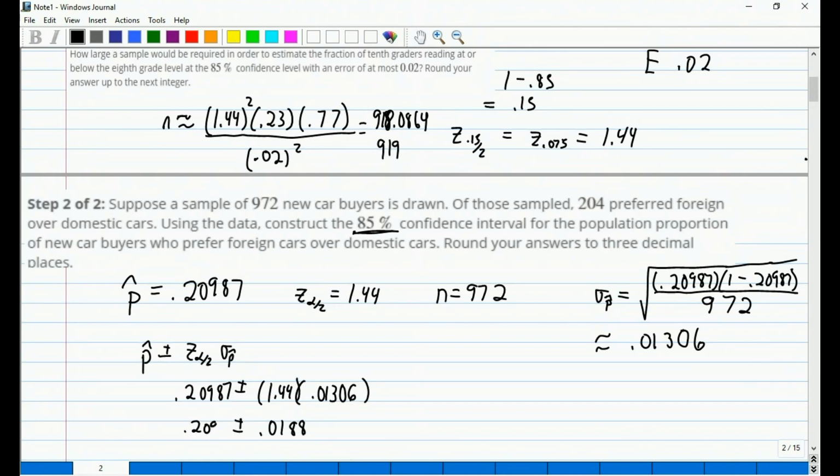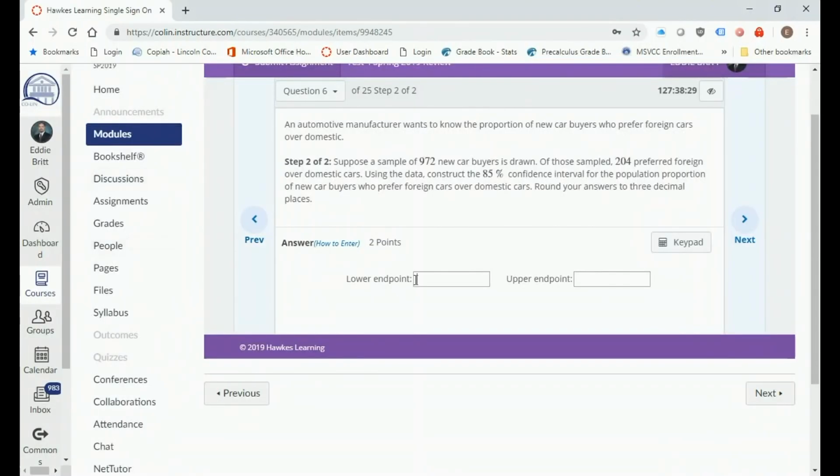So now what I need to do is just add and subtract that from the 0.20987. Now this does say to round to 3 decimal places. That's why I carried it out a little bit more, because I didn't want a margin of error there. So whenever I add and subtract it and put my answers in, I have to round to 3 places. All right. So whenever I subtract that and round, I get 0.191. And then whenever I add that, I get 0.229.